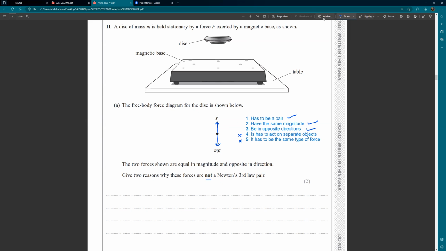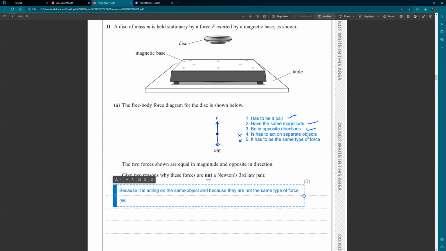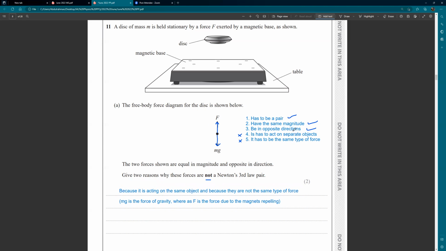So you're going to say something like, because it is acting on the same object and because they are not the same type of force. Maybe even specify mg is the weight, or force of gravity, whereas F is the force due to the magnet's repelling, or magnetic force. You could phrase this how you want.